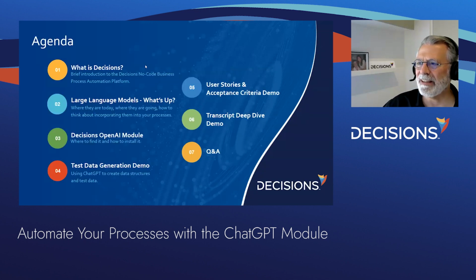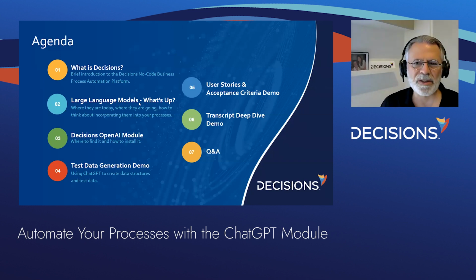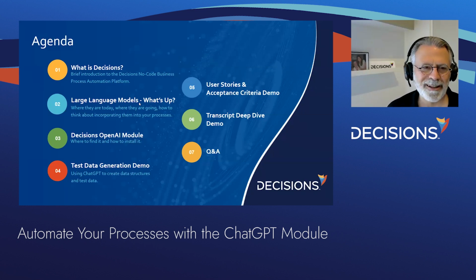Okay, what's the agenda for today? I'm going to do just a brief intro, 3 minutes tops, to what Decisions is and what we're all about. Then I'm going to talk a bit about these large language models. I think we've seen ChatGPT take off. In particular, a lot of the conversations we have in sales with companies and prospects, we're hearing that they've been told to implement 2 use cases with these large language models, and I've heard nothing like this in years with a new technology. Been playing with it a ton myself.